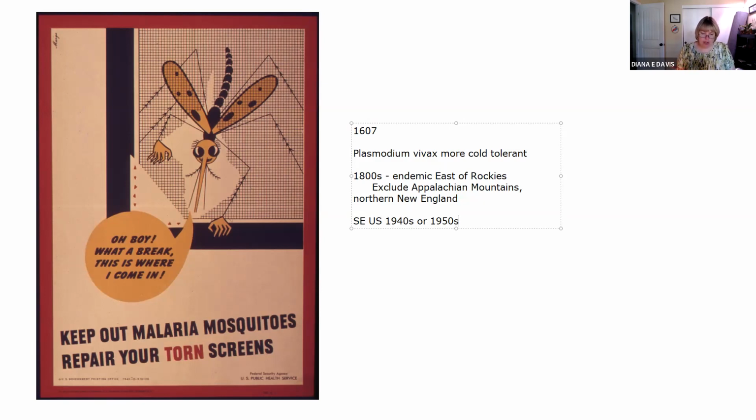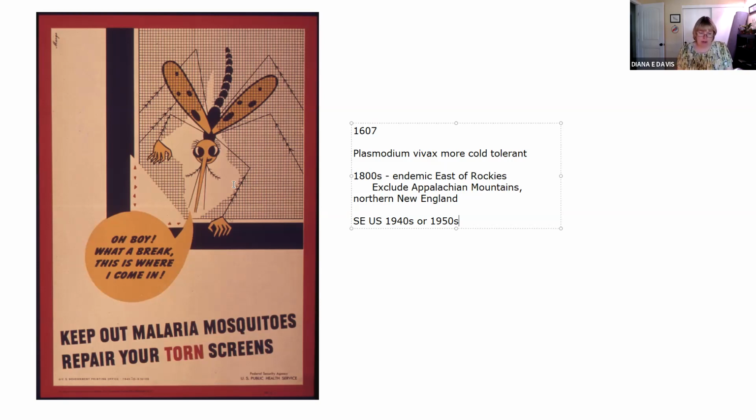So, elimination of malaria in the US. One of the big things that we did here was put screens on the windows. If you go to Europe, you find that a lot of Europe does not do this, except on US military bases.